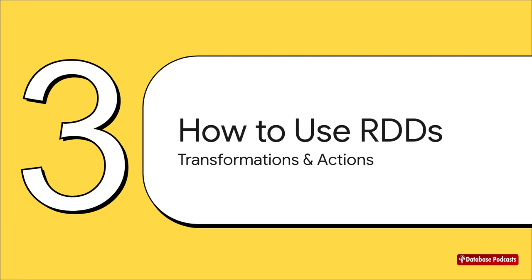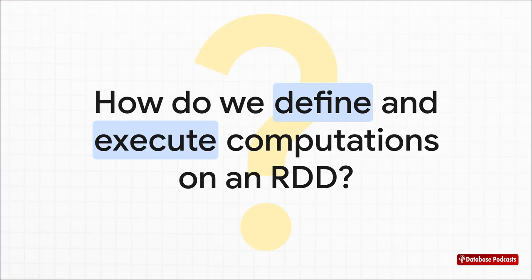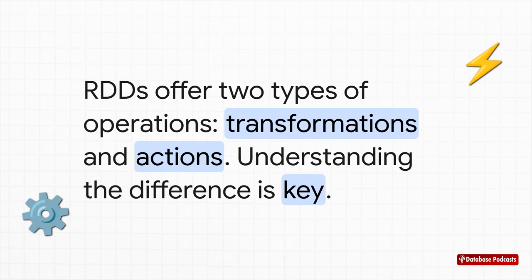Okay, so our data is now split up into these partitions across a cluster. The next big question is, how do we tell Spark what to do with it? The way you actually write your logic is by using two very distinct types of operations. And they are called transformations and actions. Honestly, understanding the difference between these two is probably the most critical part of understanding how Spark works.